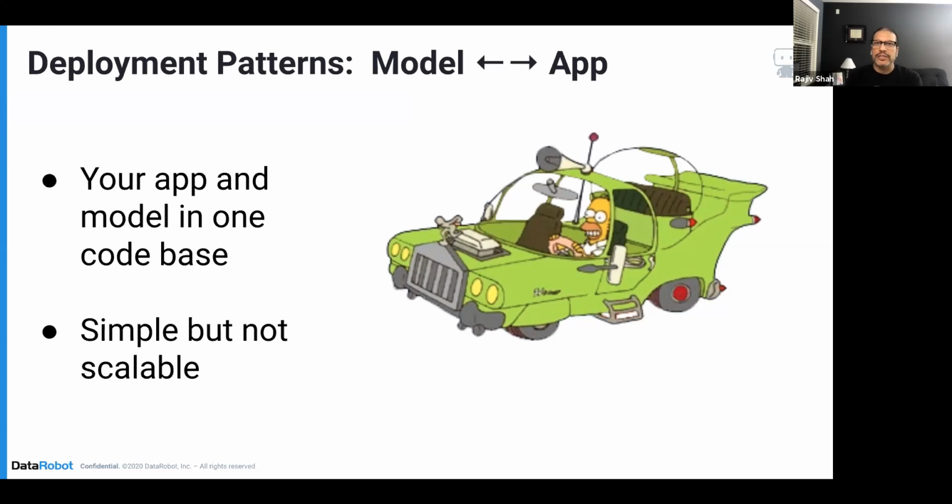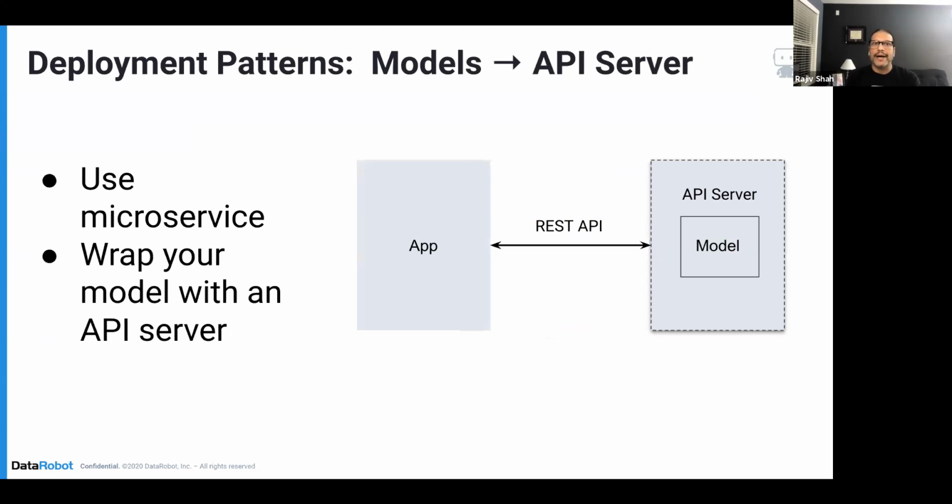Most people, especially nowadays, use a very different pattern where instead we build our machine learning model and then we wrap an API server around it. What this means is our application that's using the model is distinct from the model. And so if I need to update the model, it's really easy to update the model. I don't have to take my app down to do it.